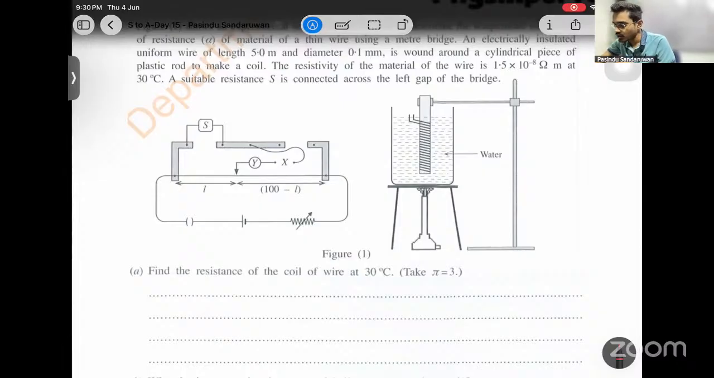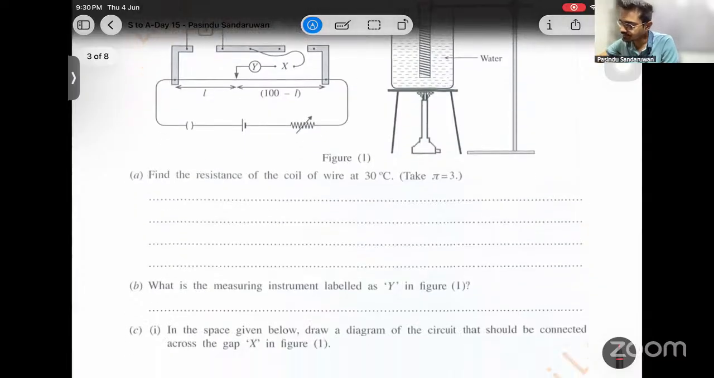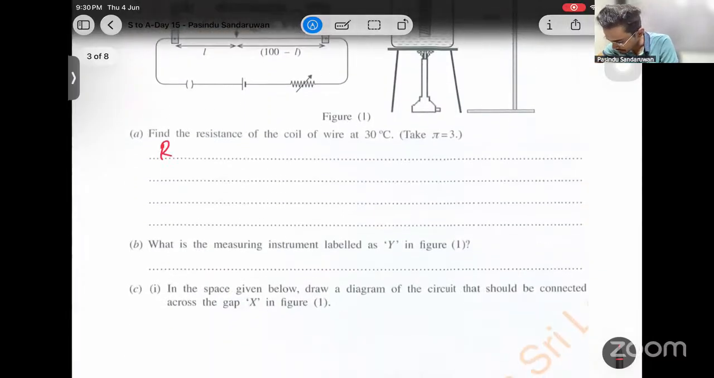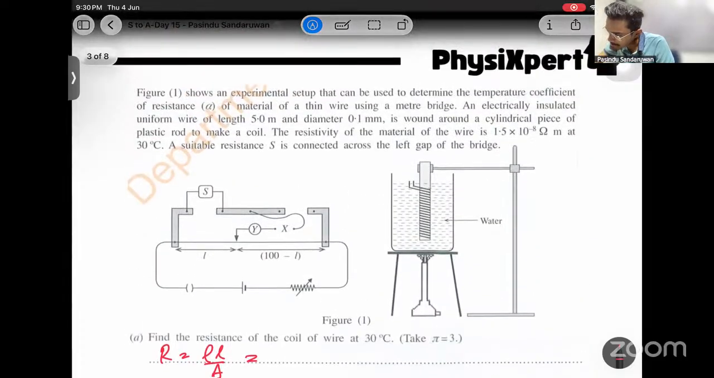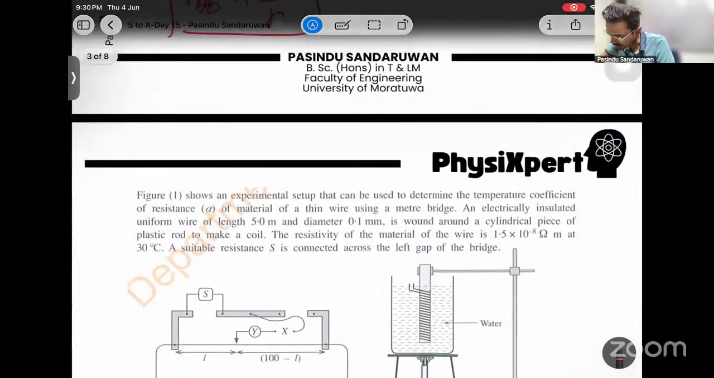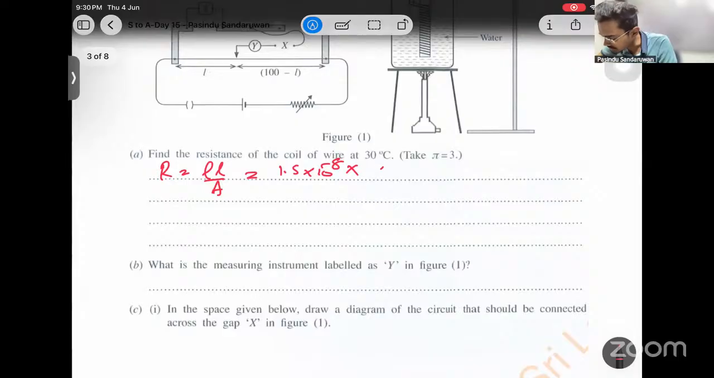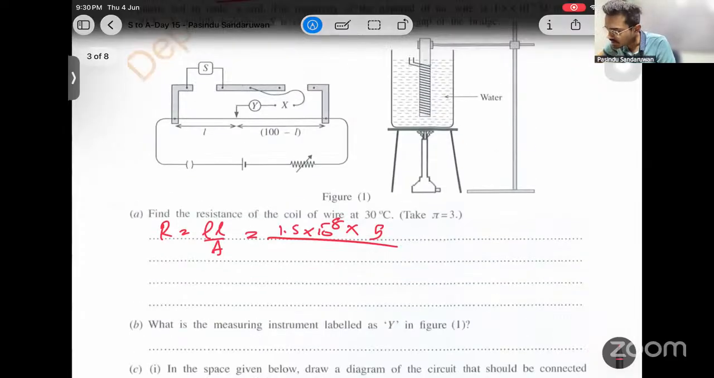Find the resistance of the coil of wire at 30 degrees Celsius. Resistance R equals rho L over A. Rho, the resistivity, was given as 1.5 times 10 to the power minus 8. Length is 5 meters, then 5 over area.